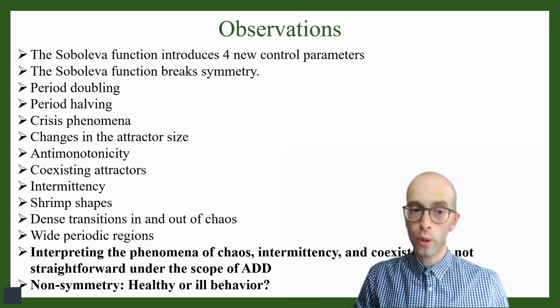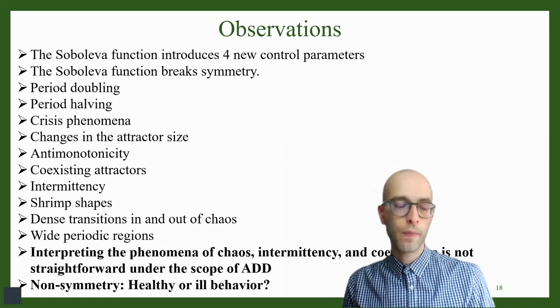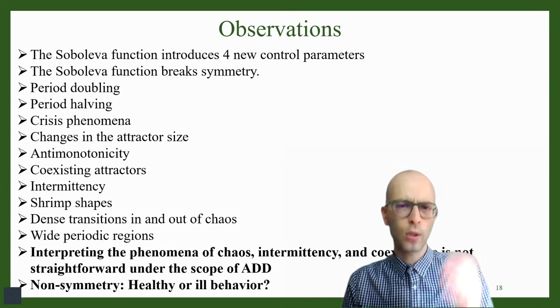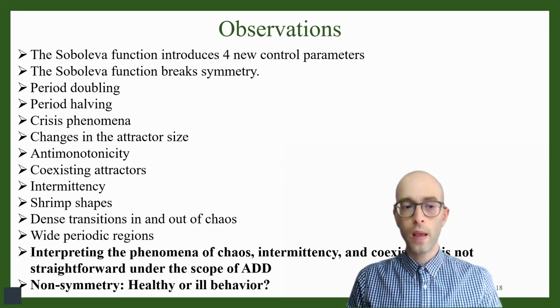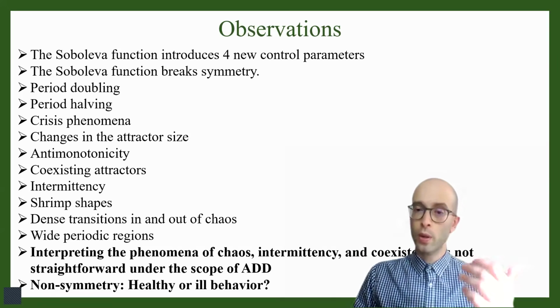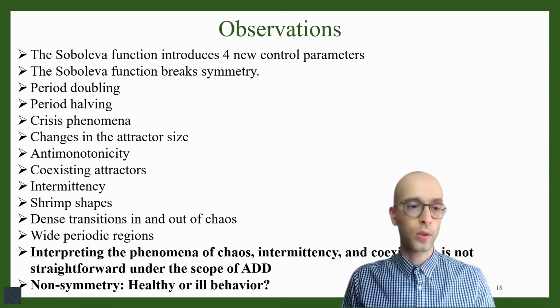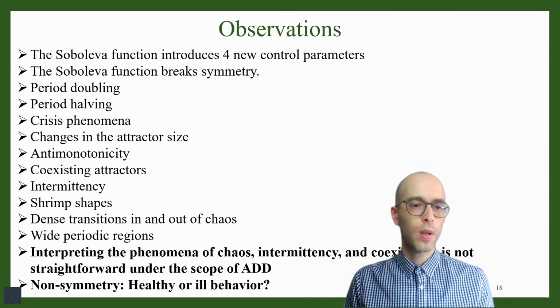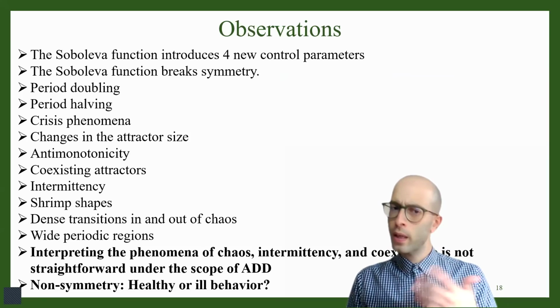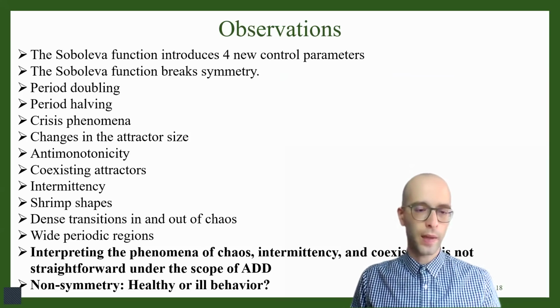We observed antimonotonicity, very small chaotic bubbles. We observed coexisting attractors. I don't plot them here, but we actually have them. We observed intermittency, which in the original paper is what they consider to be ADD behavior. I believe personally ADD can also be attributed to chaotic behavior.